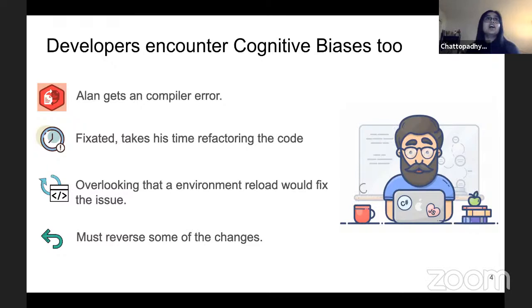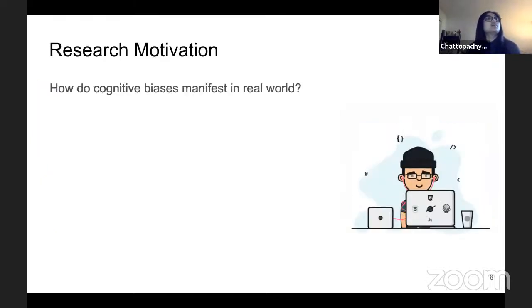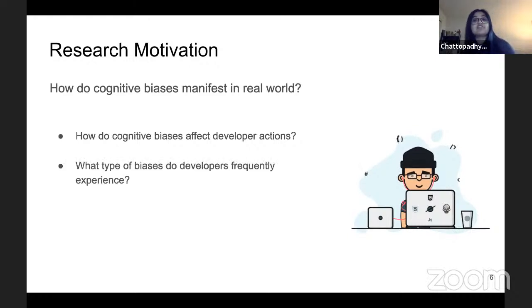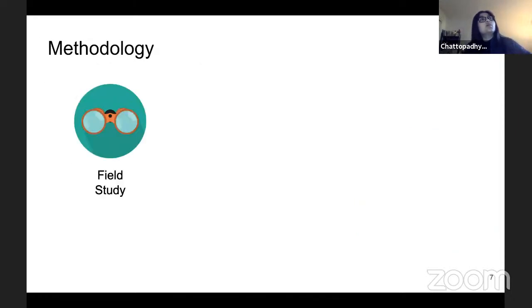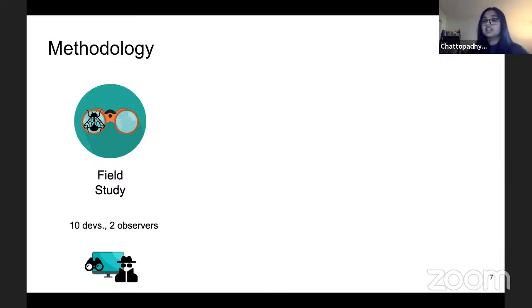So this led us to ask questions like, how do cognitive biases actually manifest in the real world? How do they affect developer decisions and actions? How frequently do they affect, and what types of biases do developers encounter? And if they do encounter them, how do they overcome the biases to successfully complete their tasks? To answer these research questions, we conducted a field study where we let the developers go about their daily life without intervening much, and we were mostly a fly on the wall. We observed 10 developers, and we recorded their screen and decision process and thinking aloud.